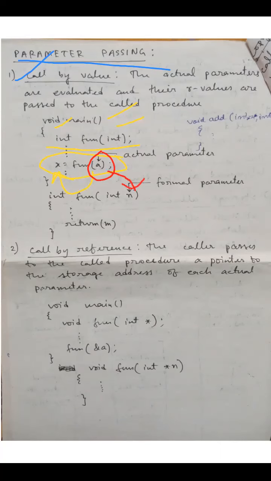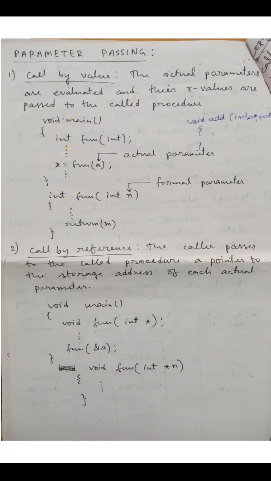What is n? Look at the function definition. When we define the function fun, in brackets we have written int n. During the function call, the value of a will be copied into n. So n is the formal parameter and a is the actual parameter. And look at the function call: we are directly passing a, not the address of a. When we pass the value of a variable directly, that is called call by value. It is very simple.